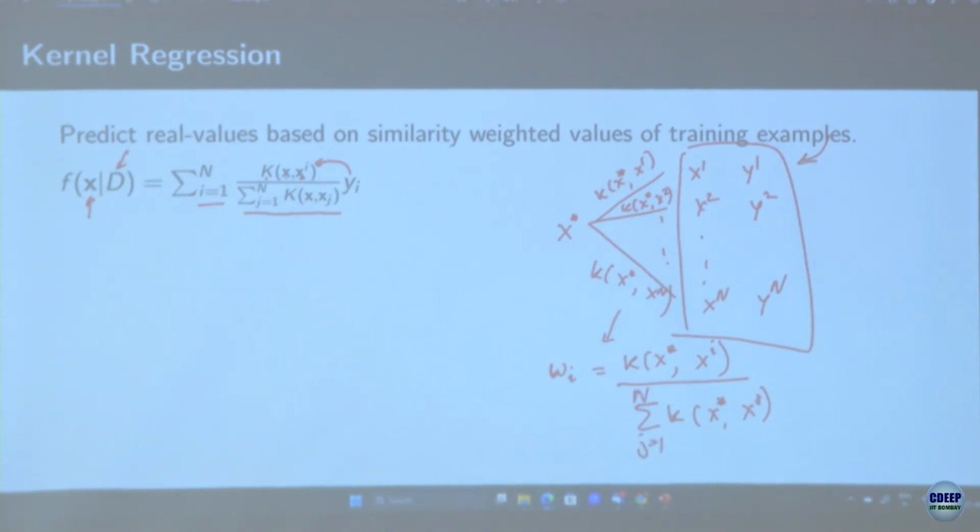So now each of these kernel values can be thought of as being proportional to the weight of that example. And finally, the y hat that you will be predicting is just going to be the sum of the weights of each example times its yi, where weight is what you have calculated here. So it's sort of like a nearest neighbor classifier, but because it's a regression task, we just take a weighted combination of the regression values attached with the training examples.